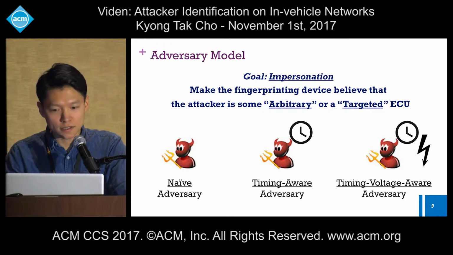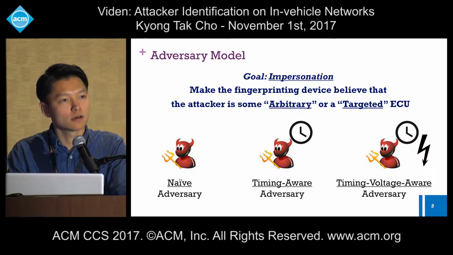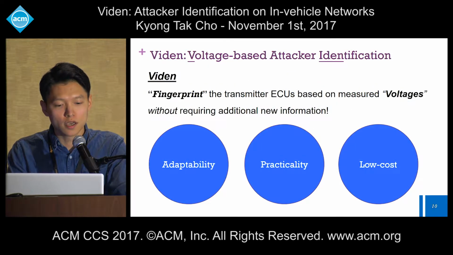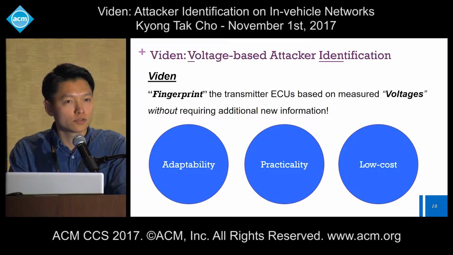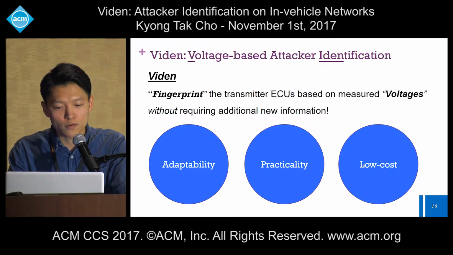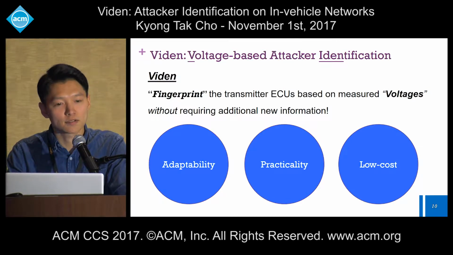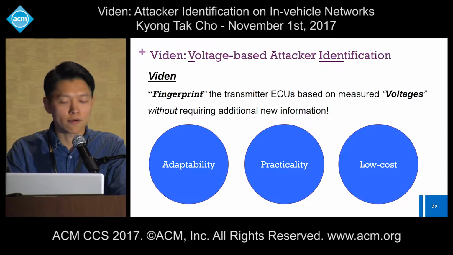So against these adversaries, we try to build a system called Viden, which is abbreviated from voltage-based attacker identification. Its goal is to fingerprint ECUs, meaning computers on your car, based on measured voltages, without requiring any additional new information. So the main takeaway of our scheme is that we try to make it adaptable to various changes inside and outside the vehicle, such as temperature or a change in the status of the battery.